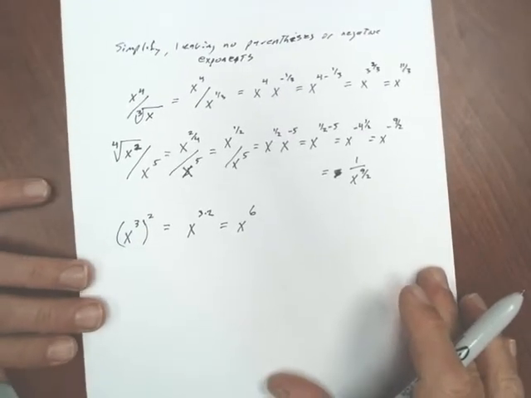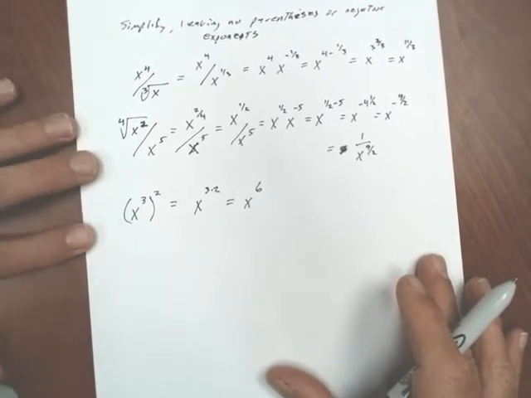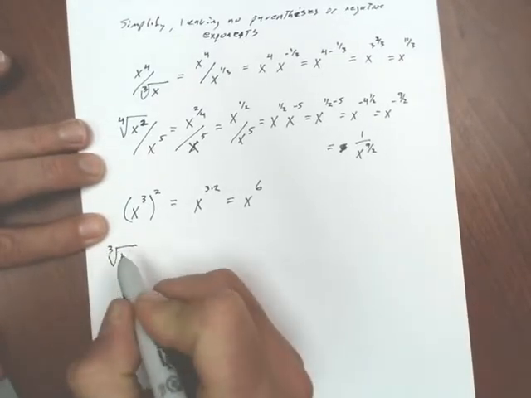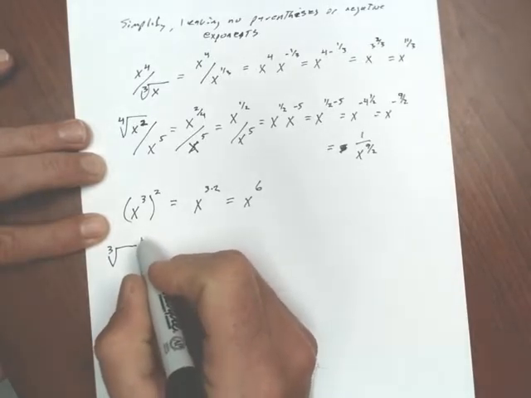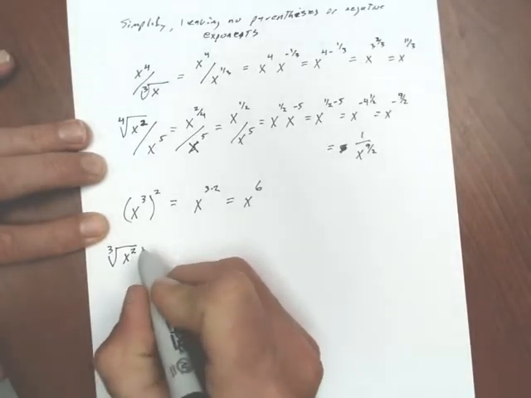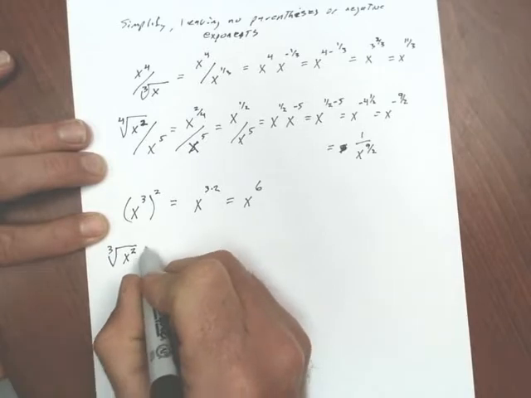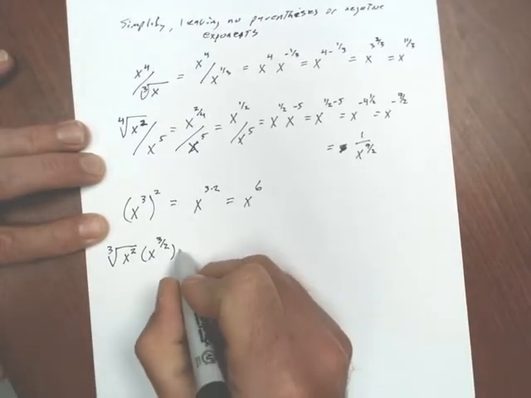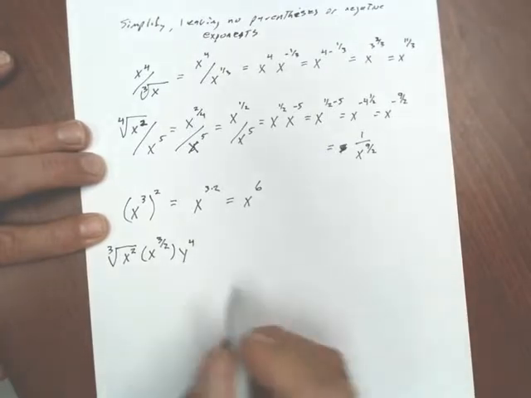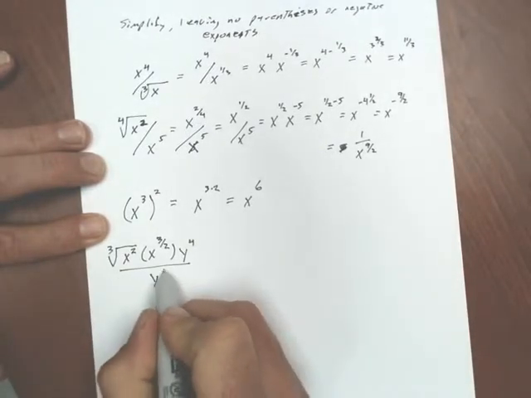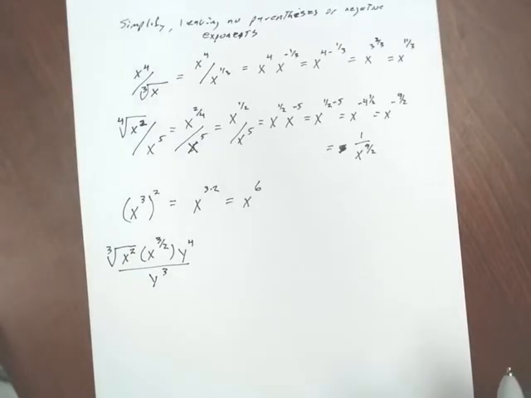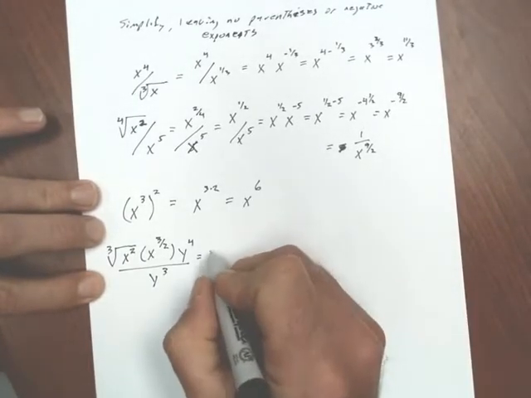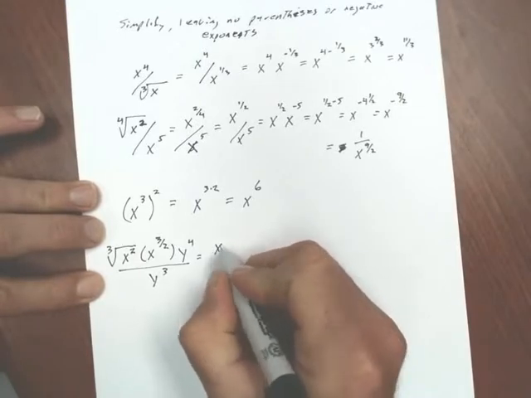Let's do another one that's slightly more complicated. So let's say we have the cube root of x squared times x to the 3/2 times y to the 4th divided by y cubed. Okay, so we can rewrite this as x to the 2/3.